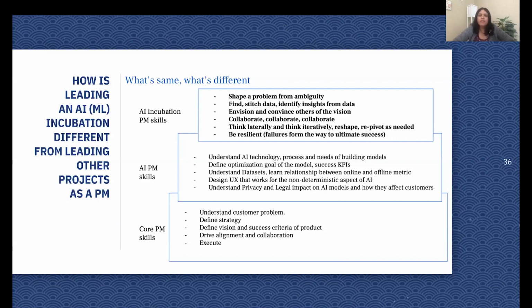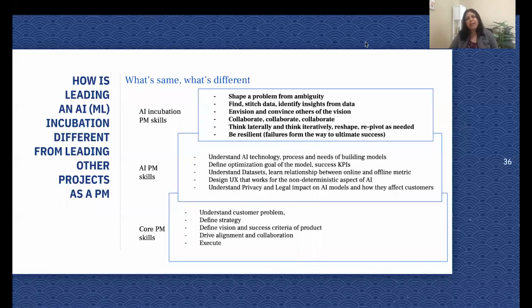Then you have incubation skills on top of it. Shape a problem from ambiguity, find and stitch data, learn from insights in the data, envision, convince others about your vision, collaborate. Think laterally, think iteratively, reshape, repivot, rebrand as needed, and be resilient. To summarize, AI PMs need a heavy measure of entrepreneurial mindset to lead successful incubations. Core PM skills are super important, so are AI PM skills, and only when you have this pyramid of skills are you able to go through the process of an incubation from start to finish successfully.